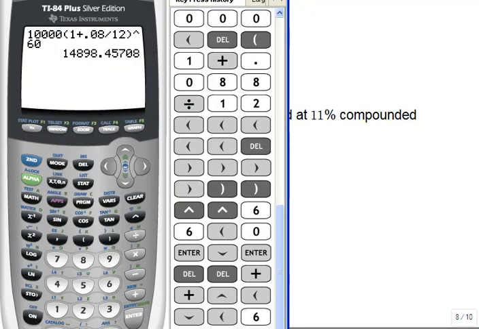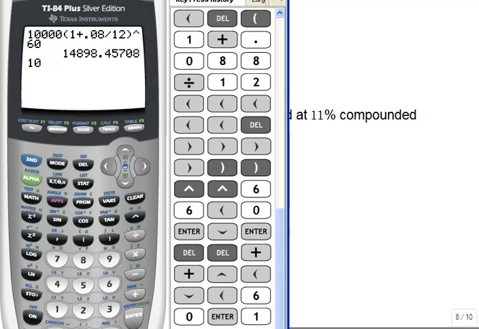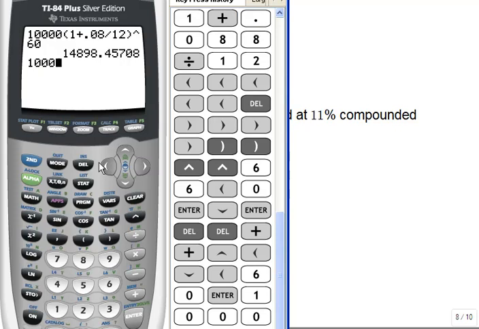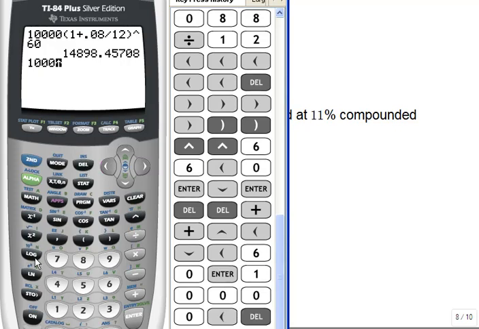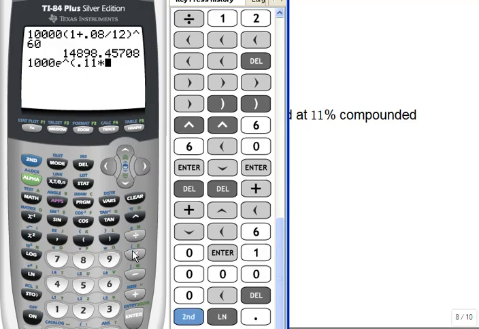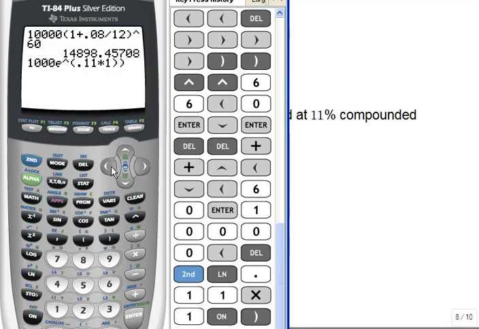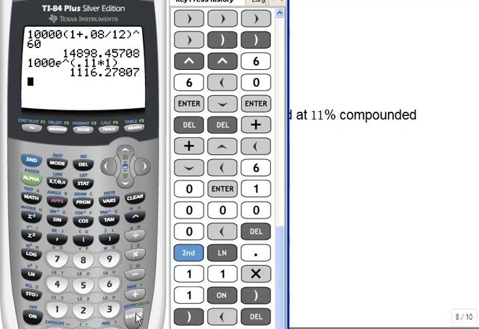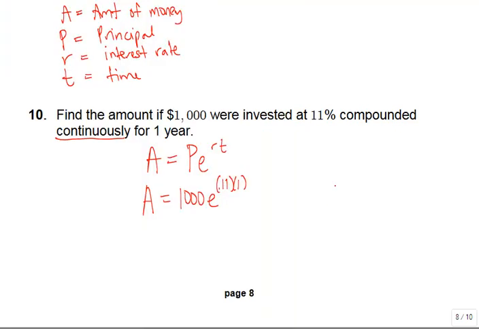So we would go to our calculator and type in 1,000, and then we're going to do e to the x, and inside those parentheses I'm doing that 0.11 times 1. So I get $1,116.28. Okay?